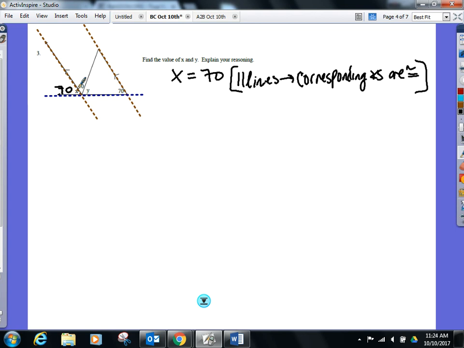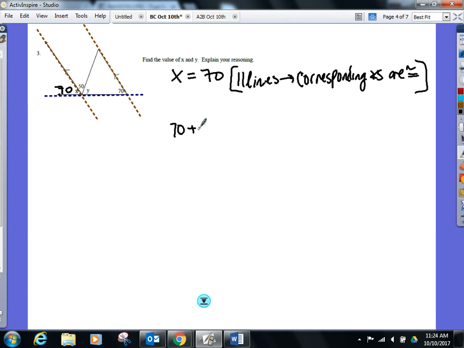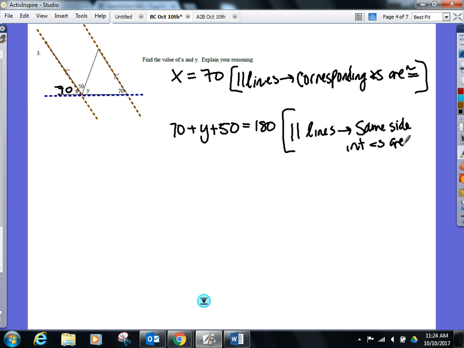Okay? So we can say now that Y is going to be equal to what? 180, or actually, let's set up an equation then. 70 plus what? Y plus the other part of the angle, 50, equals 180. And how'd you know that again? Parallel lines imply, Sean, what type of angles are they? Same side interior angles. And what do we know about them? They are supplementary.